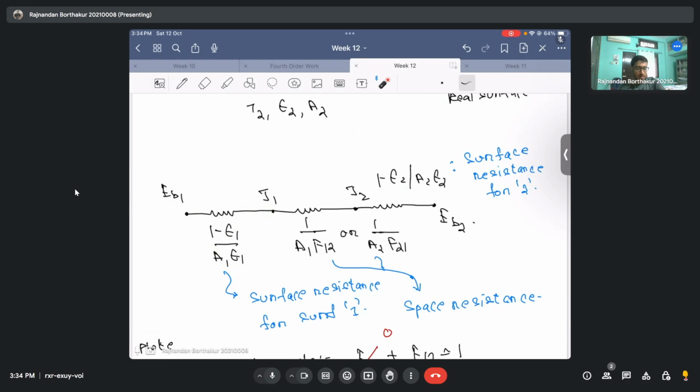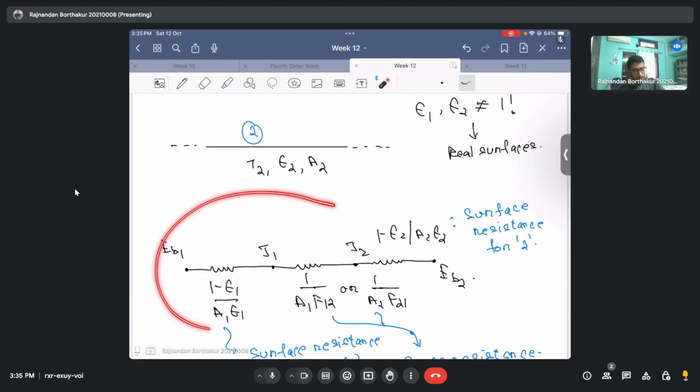On the contrary, if my epsilon 1 is less than 1, which means I have a real surface now, there will be a resistance between the radiosity node of surface 1 and the emissive power node of surface 1, and this resistance is nothing but the surface resistance. Okay. And of course, in between two radiosity nodes, you will always have space resistances. This is also something that you need to understand. Okay. All right.